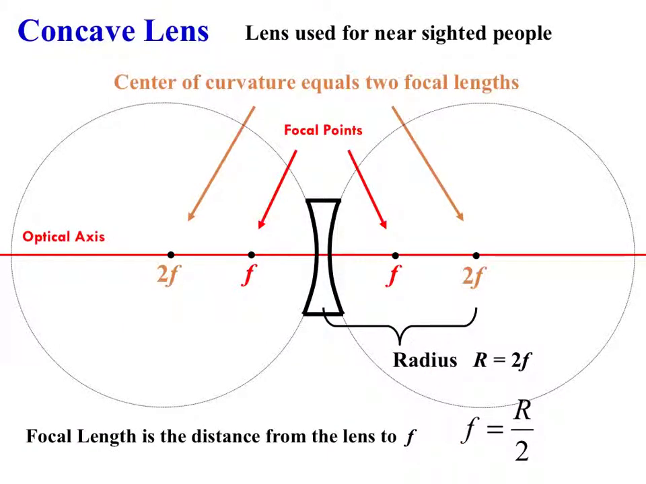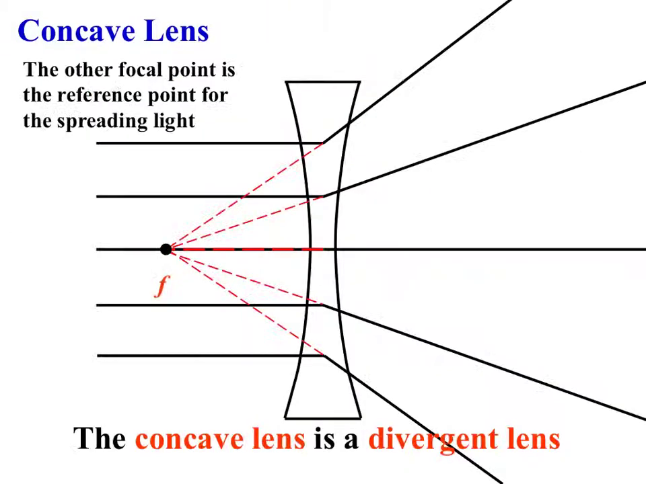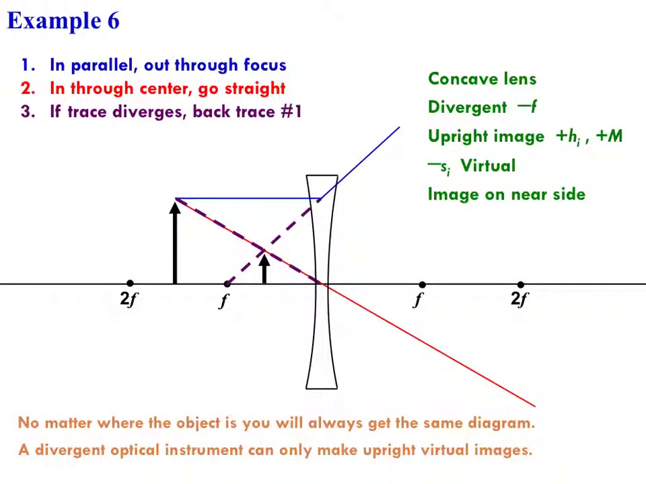So now we're going to look at concave lenses. Again, these are lenses that are concaved on both sides. The center of curvature still equals 2 times the focal length. And the focal length is the distance from the lens to f. Now, these particular types of lenses are divergent lenses, meaning when the light comes in, it actually diverges, goes away from our lens. Concave lenses all create virtual images, so no matter where the object is, you will always get the same diagram, meaning that the image will always appear on the left-hand side or the same side as my object.